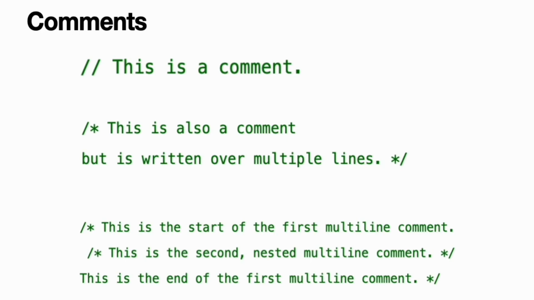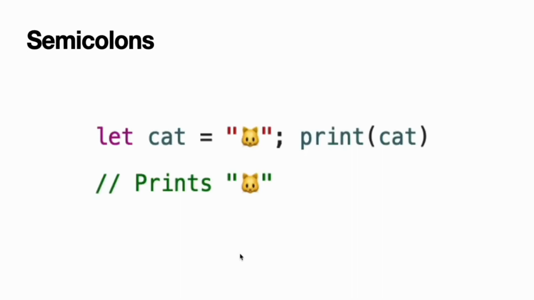Semicolons. Unlike many other languages, Swift does not require you to write a semicolon after each statement in your code, although you can do so if you wish. However, semicolons are required if you want to write multiple separate statements on a single line.